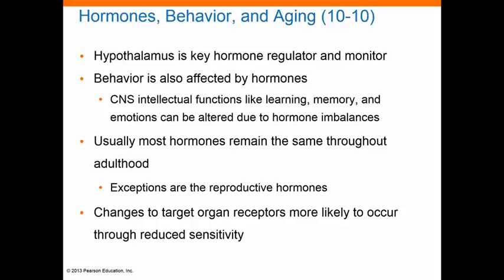Hormones or an imbalance in hormones can lead to impairment of the central nervous system and its intellectual functions like learning and memory. The endocrine system undergoes relatively few functional changes with age, with the exception of the most dramatic in the decline in the concentration of reproductive hormones. Although the circulation of hormone levels may remain within normal limits, some endocrine tissues become less responsive to that stimulation.